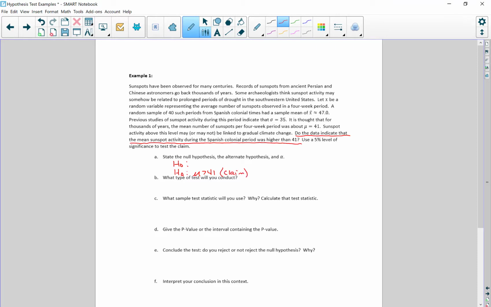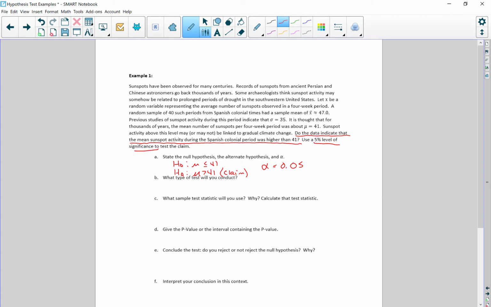So our null automatically then, because we have mu is greater than 41 for the alternative, the null is always the other missing hypothesis. Once you figured out your claim, the null is always going to be the complement. So the complement of mu is greater than 41 is mu is less than or equal to 41, our null hypothesis. Alpha is given to us. It's our level of significance. So 5% level of significance. So alpha is equal to 5% or 0.05, since we always write it as a decimal.